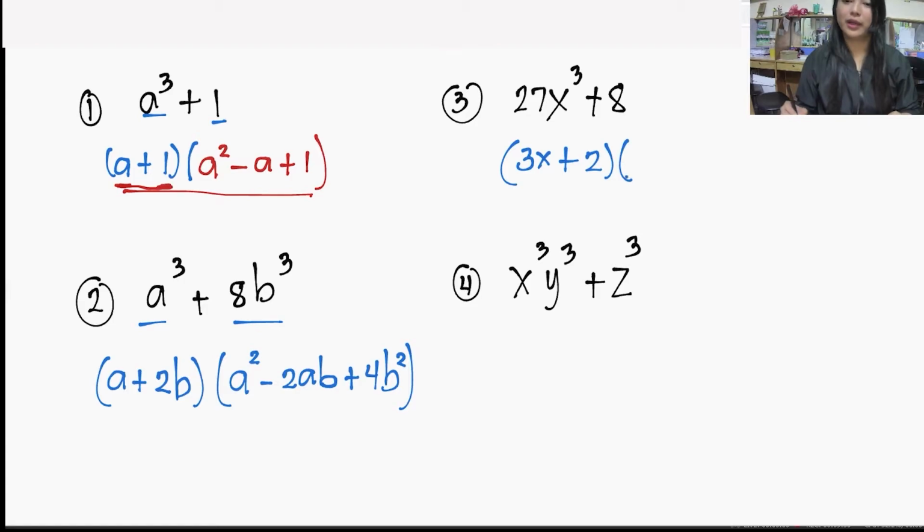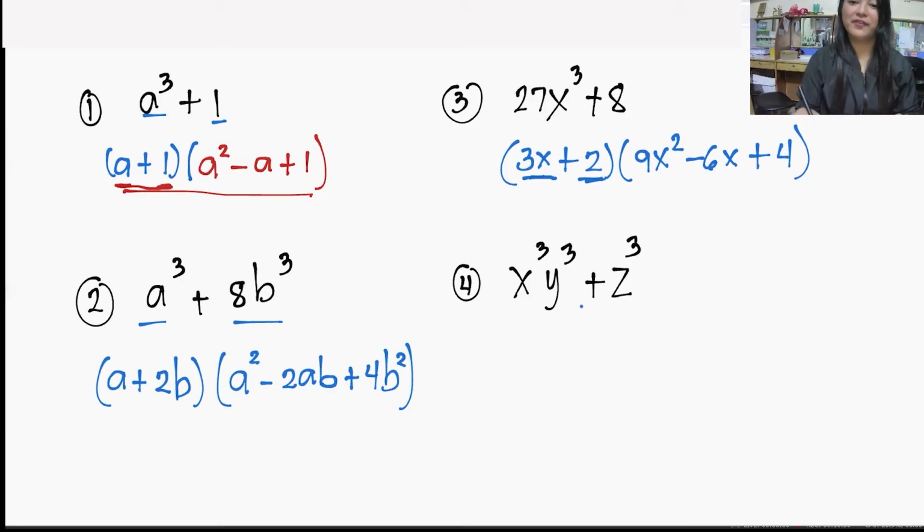Now, how again are we going to find the second factor? First, you are going to square the first term here. So 3x times 3x would be 9x squared. Next, you are going to get the negative product of the two terms. 3x times 2 would be 6x, and negative product, so negative 6x. And lastly, square the last term. So plus 2 times 2, that is 4.